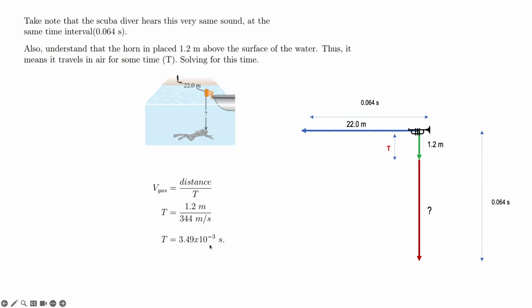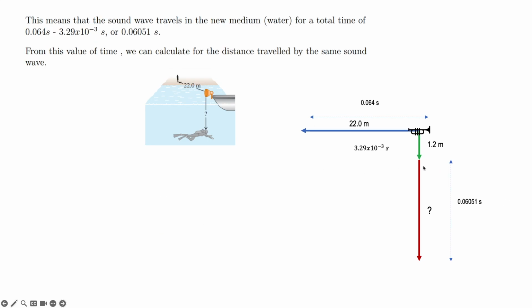Okay. But then again, we have to realize that from the horn up until the scuba diver below, it took the same time of 0.064 seconds to reach the scuba diver as well as to reach this distant person over here. So that means in order for us to solve for this question mark distance, we have to firstly determine the time it took for the sound to travel simply on the new medium. In this case, just the water, meaning the time it took for the sound wave to travel on the water portion. So how do we do that?